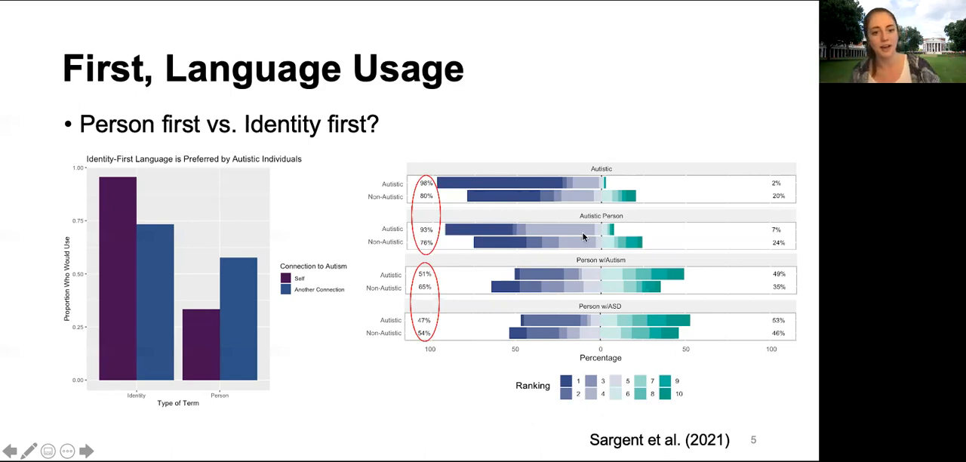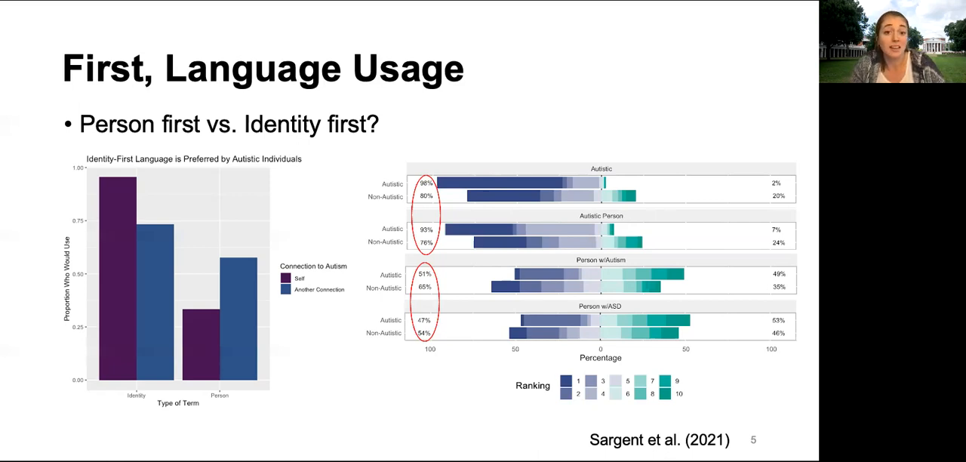And person with autism and person with autism spectrum disorder were a little more mixed, where only about half of participants in either group, autistic or non-autistic, included them in their top half of ratings. But you can also see these dark blue bars are a lot smaller for these terms versus autistic and autistic person. So generally, what we can see here is a couple things.